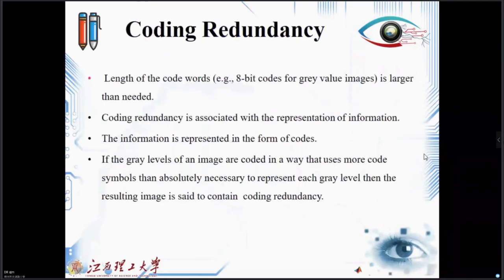Then the length of the code word, for example 8-bit codes for a gray value image, is larger than needed, and coding redundancy is associated with the representation of information. The information is represented in the form of code, and if the gray levels of an image are coded in a way that uses more code symbols than absolutely necessary to represent each gray level, then the resulting image is said to contain coding redundancy.